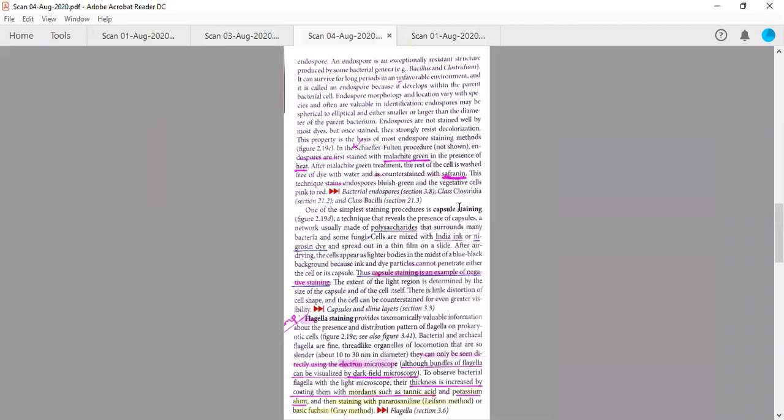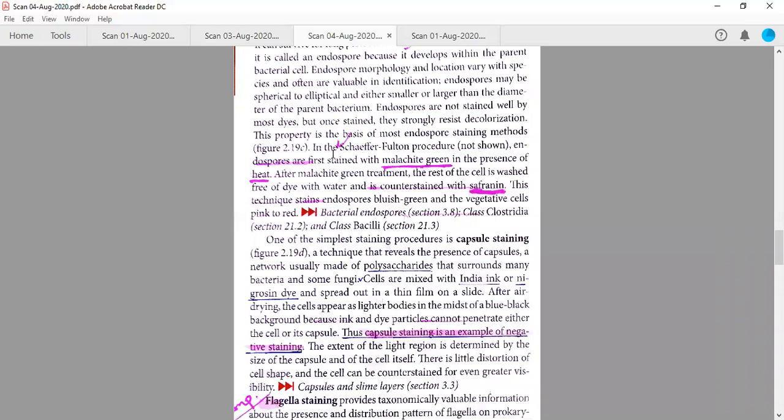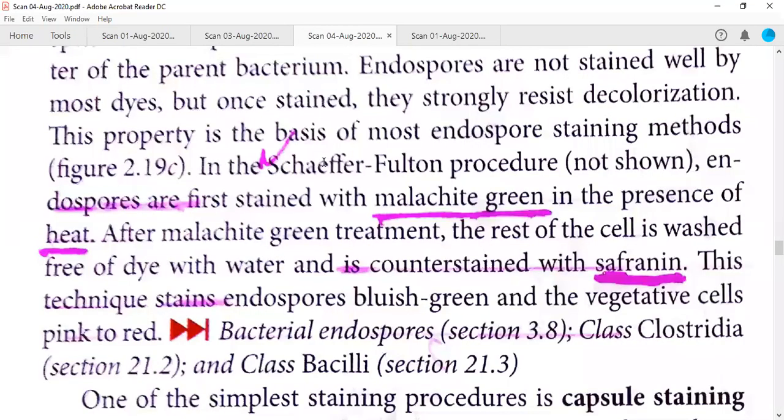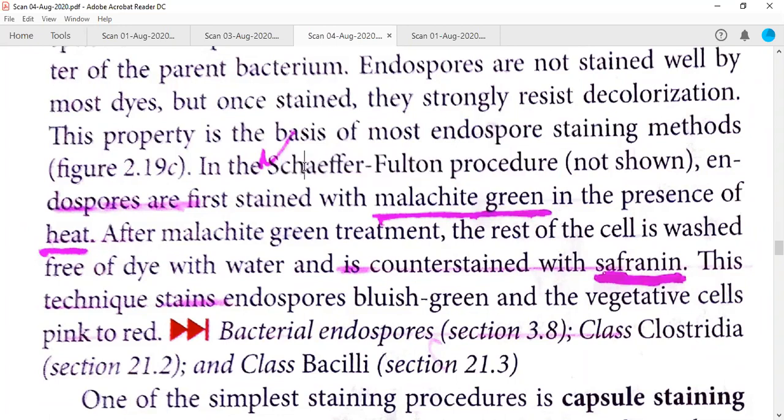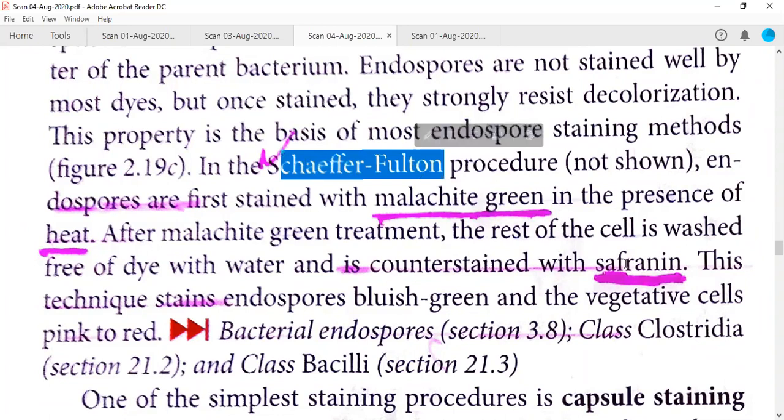So if you want to stain the endospores, we need a dye that is called Schaeffer-Fulton stain. The endospore is first stained with malachite green in the presence of heat, and then with safranin. So a combination of malachite green and safranin is used to stain the endospores, and this is called the Schaeffer-Fulton method or procedure, or the stain can be called a Schaeffer-Fulton stain, which is made up of malachite green and safranin.